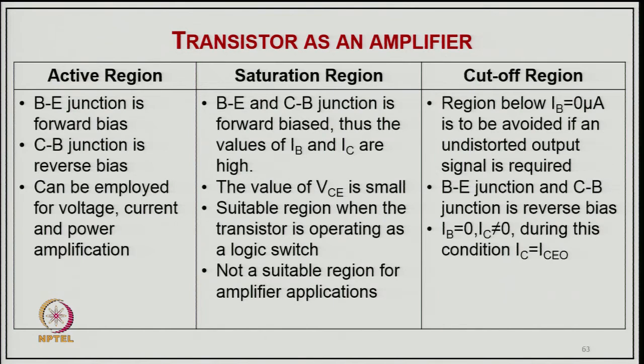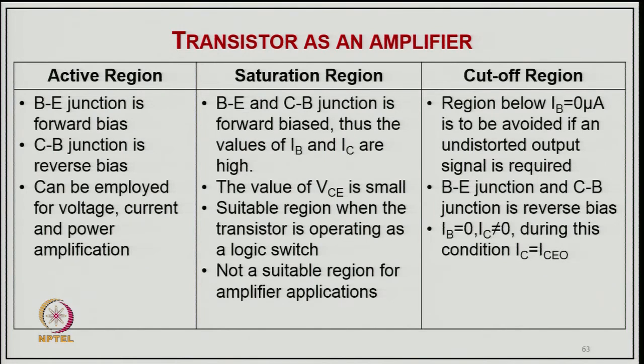So, the VB and VCB junctions are forward biased, and the values of IB and IC are high, and the value of VCE is small in saturation, much smaller than the drop of the diode. Normally we consider it to be only 0.3 volt for the silicon transistor. This is a suitable region where the transistor is operating as a logic switch, just closed, and not suitable for amplification, because here the current gain is quite small.